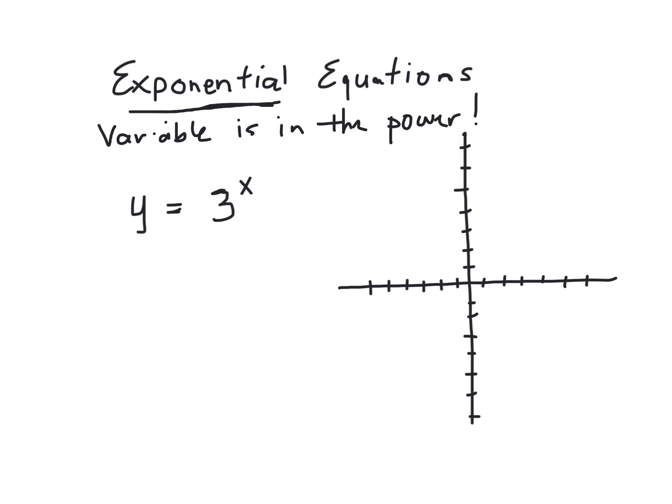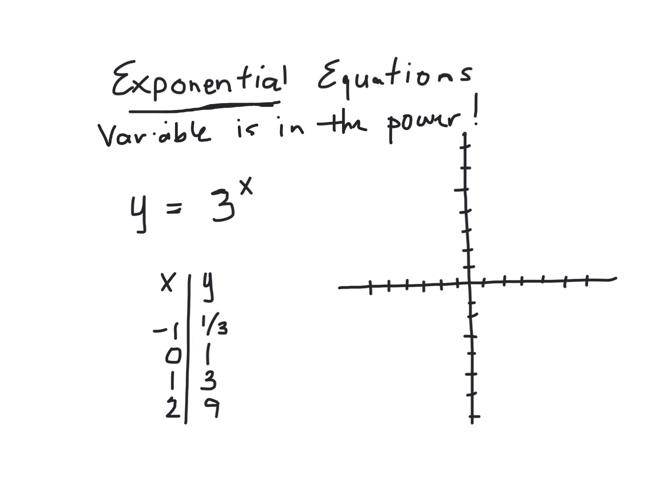So we're going to talk about basically the most common points. If you would make a table of values, you'd have the point 0, 1, because anything to the 0 power is 1. You would have 1, 3, because 3 to the first is 3. And then you'd have 3 to the negative 1, which remember a negative power flips it, so we'd have 1/3. Those would be the three basic points that we're always going to start with. Obviously, if x would be 2, you'd have 9, and so on.